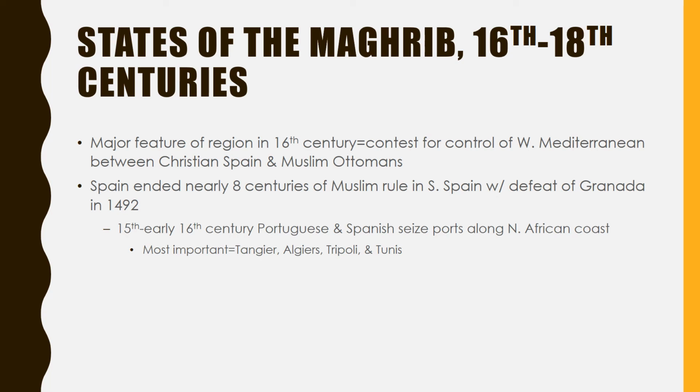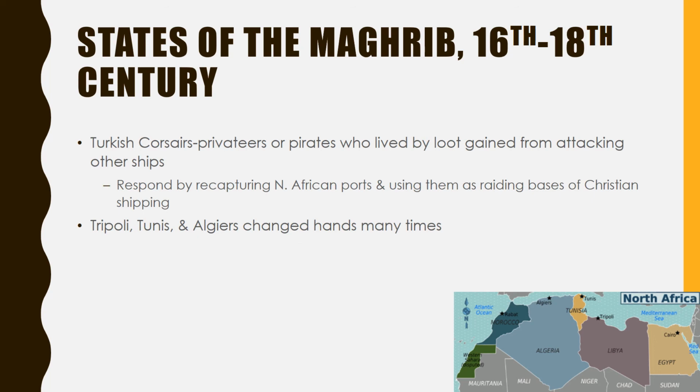If you recall what's going on in Spain at this time, Spain has ended nearly 8 centuries of Muslim rule in southern Spain with their defeat of Granada in 1492. By the 15th, going into the early 16th century, the Portuguese and the Spanish were starting to seize ports along the North African coast, mainly for trading purposes, the most important being Tangiers, Algiers, Tripoli, and Tunis. So I have a map over here to the right of those cities that I just mentioned, again, significant trading posts.